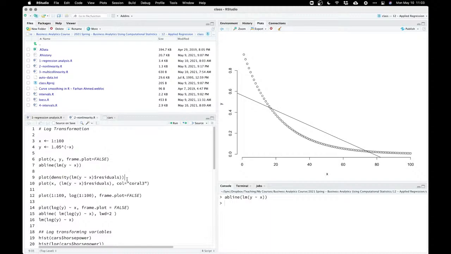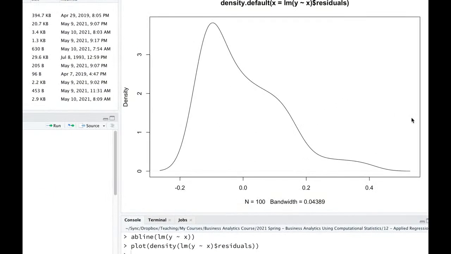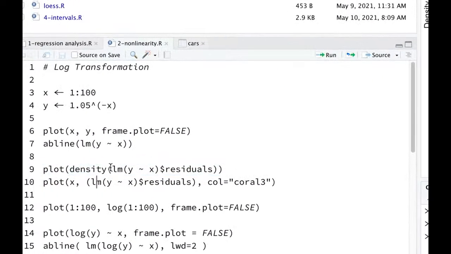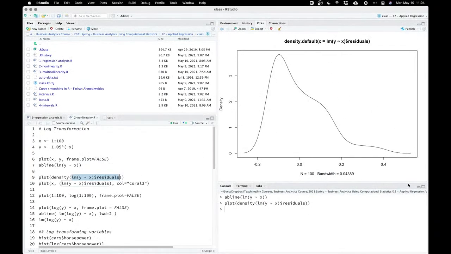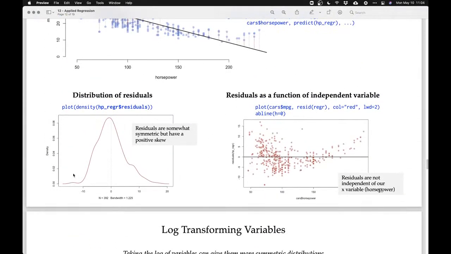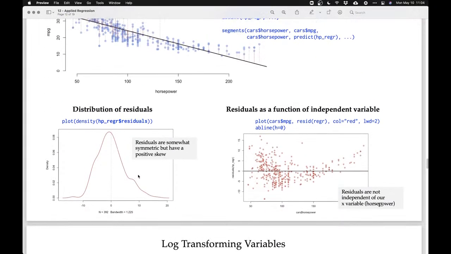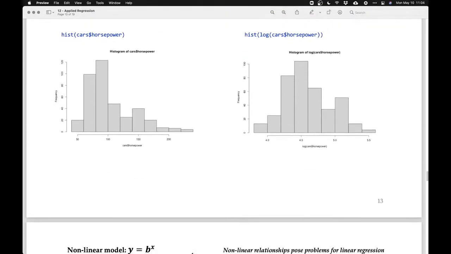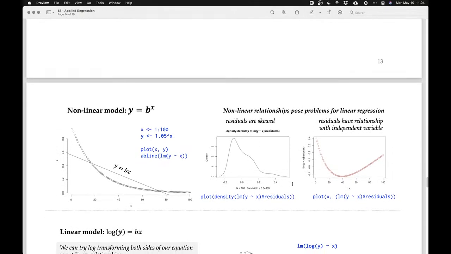Okay. And if we look at the residuals of this regression, our residuals again have this skewed distribution. I'm just taking the regression of y over x, looking at the residuals and plotting the density function of it. Okay. So this again kind of begins to look a little bit like the residuals we saw for our horsepower regression, right? Doesn't this kind of look like that? Kind of.